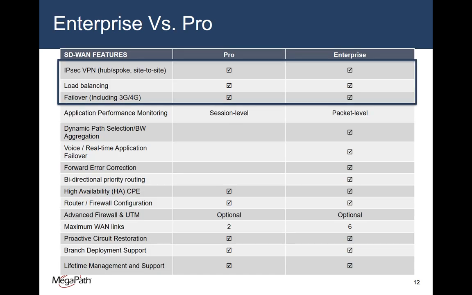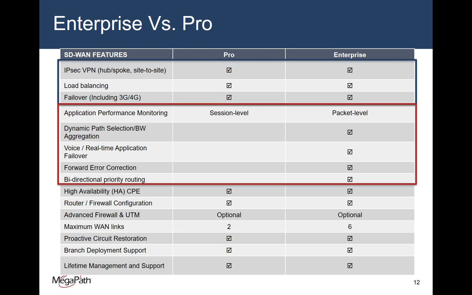If we look at the Enterprise and the Pro side by side, I mentioned we've got the two flavors. If you're looking to accomplish IPsec VPN connectivity between sites, both the Pro and the Enterprise will work for you. If you're looking to accomplish load balancing, so you've got multiple circuits, you want to have traffic type A go over circuit 1, you can do that. If you want to have traffic type B go over circuit 2, you could do that. And if you wanted to do failover, both wired or wireless, you could accomplish that via Pro or Enterprise.